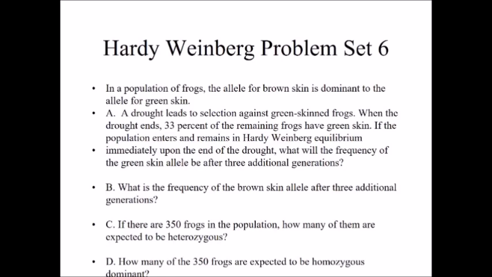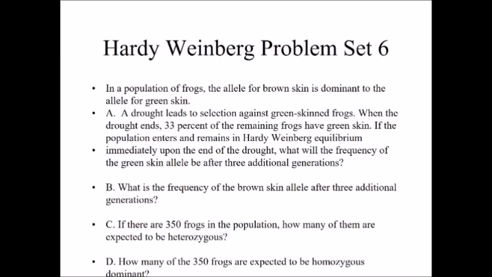Let's think about that for a second. Let's say the environment was nice and green. So green-skinned frogs before the drought would have had an advantage because they would blend in with the green surroundings. Now the drought happens, things start to turn brown, and green-skinned frogs are more visible to predators. Brown skin frogs in drought conditions now have an advantage. So over time, the green skin frogs start getting picked off by predators. The brown skin frogs are camouflaged. When the drought ends, 33% of the remaining frogs have green skin.